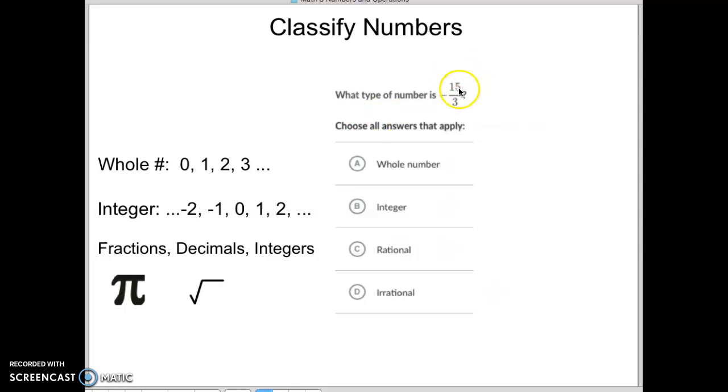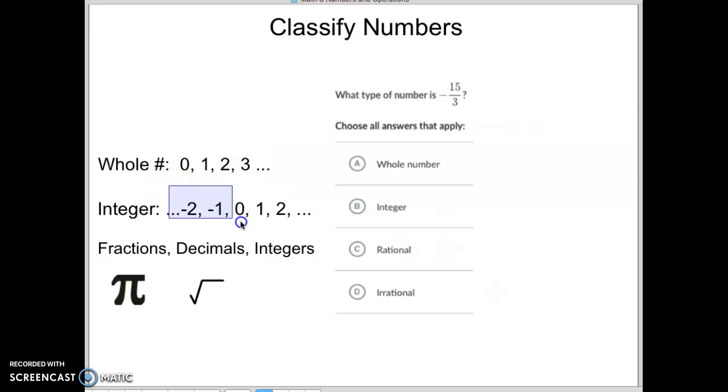Very first one, we have negative 15 over 3. Now, first thing you got to do is simplify that. Negative 15 divided by 3 is negative 5. So whole numbers are anything 0, 1, 2, 3, any positive number which is whole. This is negative 5, so this would not classify as a whole number.